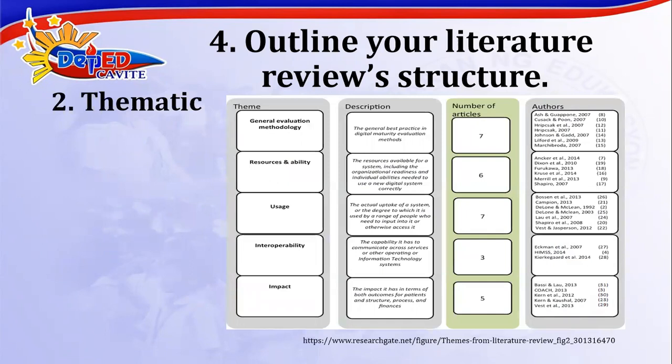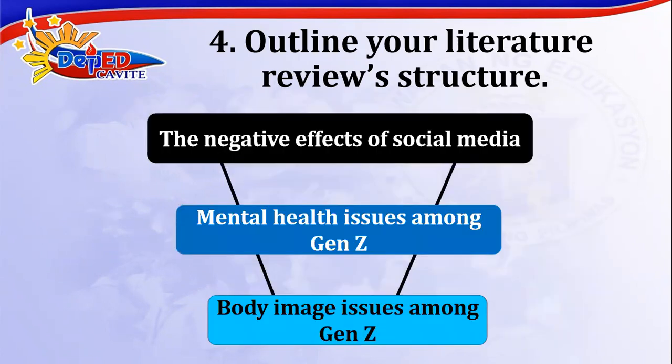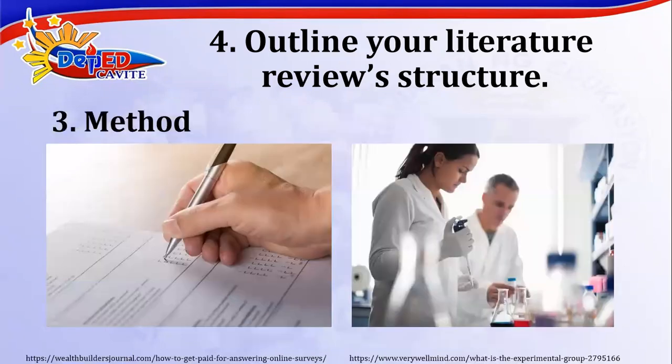We have the second approach, where you organize your thoughts through themes. In our case, you could start by discussing research on the negative effects of social media. This leads us into the themes of mental health issues among Gen Z. Then we can narrow in on the more specific themes of body image issues among Gen Z.